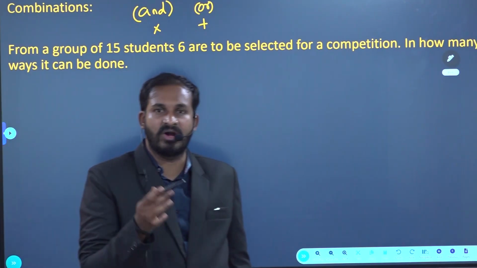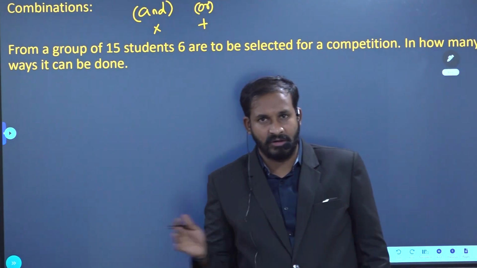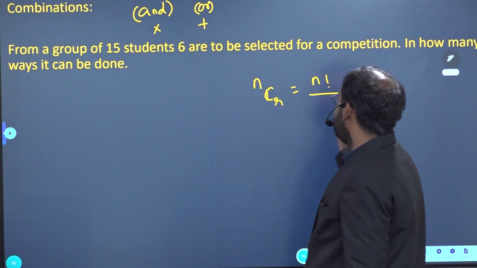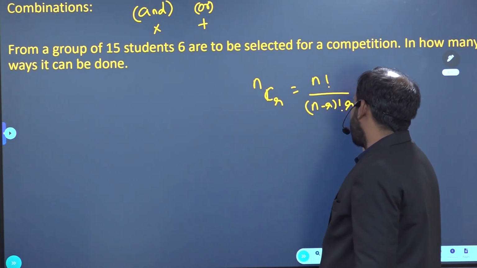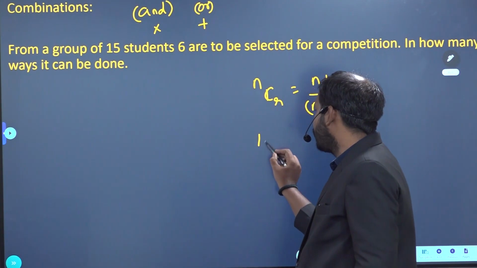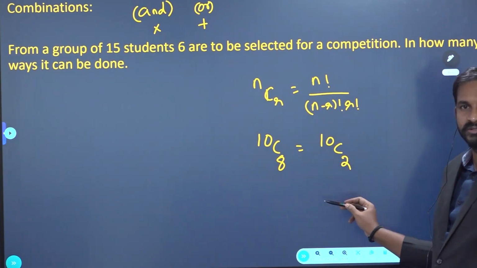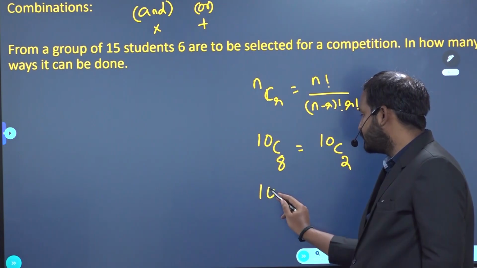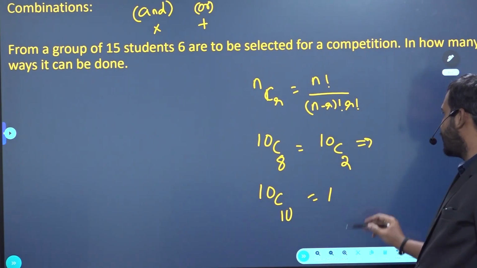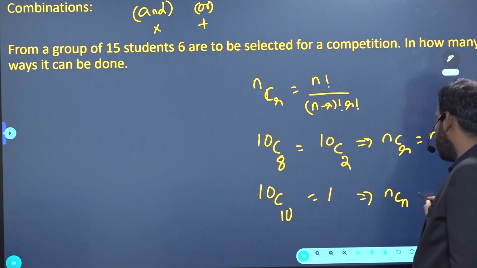Anyway, we already discussed nCr and all those formulas, and how we get nCr, nPr and all the shortcuts. nCr means n factorial by (n minus r) factorial into r factorial. We also learnt that 10C8 will be equal to 10C2, since 10 minus 8 is 2. And 10C10 is 1. The standard formulas are nCr equals nC(n minus r), and nCn is equal to 1.